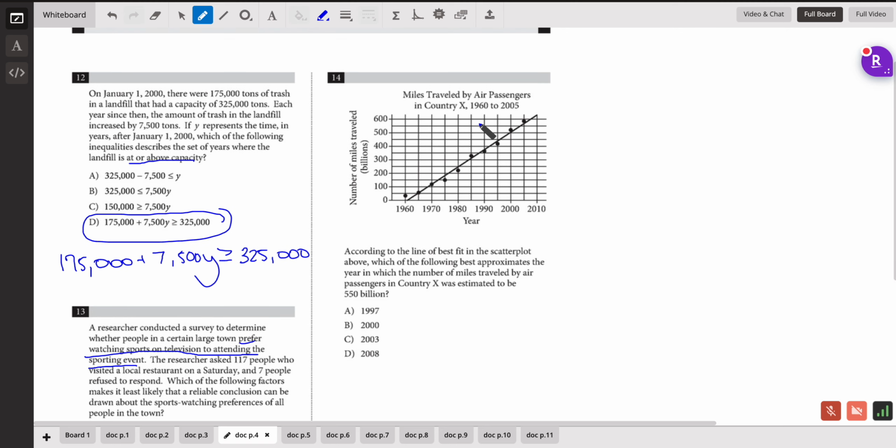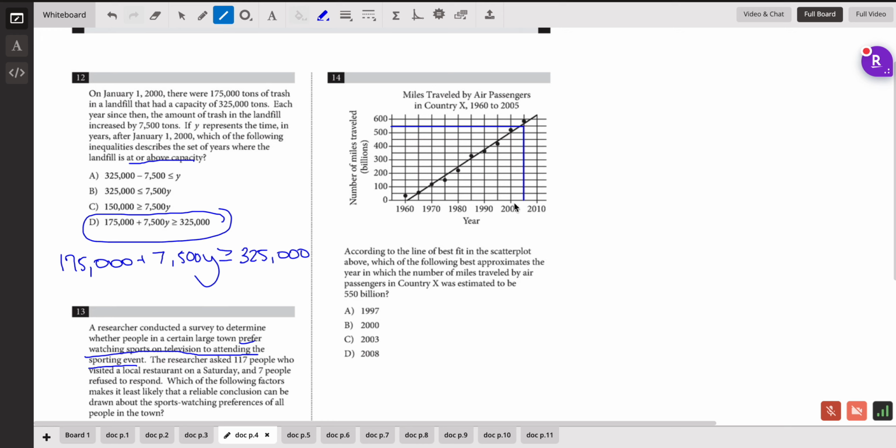Okay, number 14 is a simple reading the graph problem. So it says, according to the line of best fit in the scatter plot, which of the following best approximates the year in which the number of miles traveled by air passengers in country X was estimated to be 550 billion? All right, so what we're going to do is at 550, I'm going to draw a line across to where it intersects. All right. And then I'm going to draw a line down.